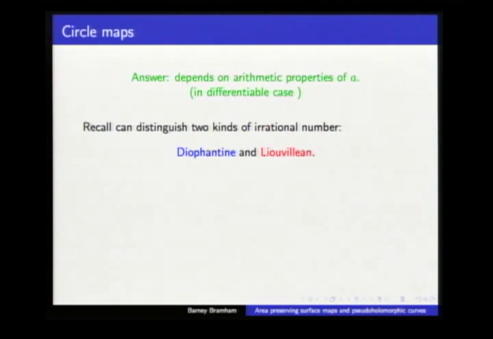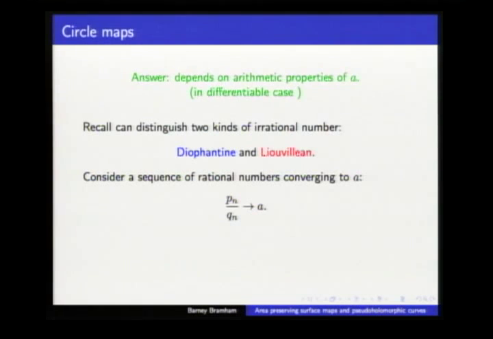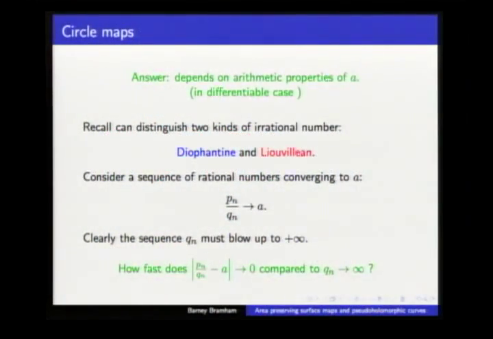So for this question, we can distinguish two kinds of irrational number, the Diophantine and the Liouvillean. And these are roughly defined as follows. Supposing you have your number alpha, it's irrational, and you consider a sequence of rational approximations converging to this. Then clearly these fractions p_n over q_n, they're both blowing up. And then you could ask how quickly do the fractions converge to the limit compared to how quickly, in particular, the denominator blows up.